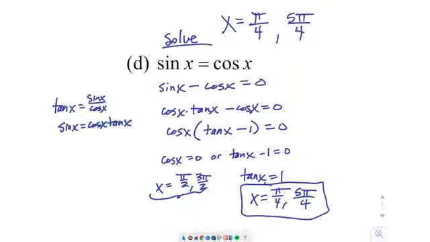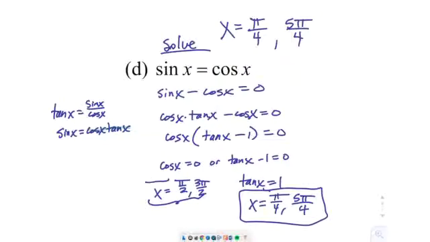Do they work? Let's try it. If you plug in pi halves, sine of pi halves is 1. Cosine of pi halves is 0. That one doesn't work. Try 3 pi halves. Sine of 3 pi halves is -1. Cosine of 3 pi halves is 0. Well, that doesn't quite work either.